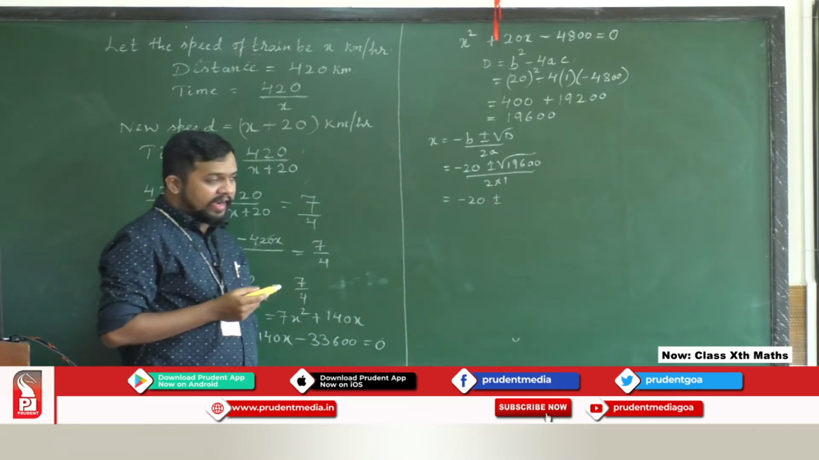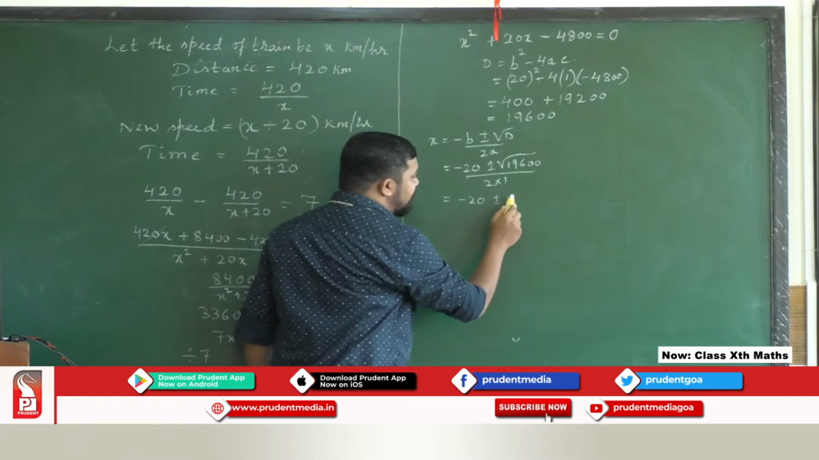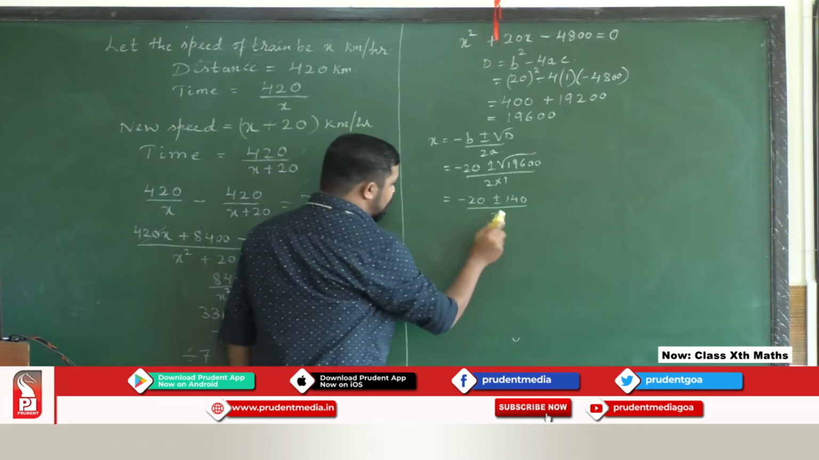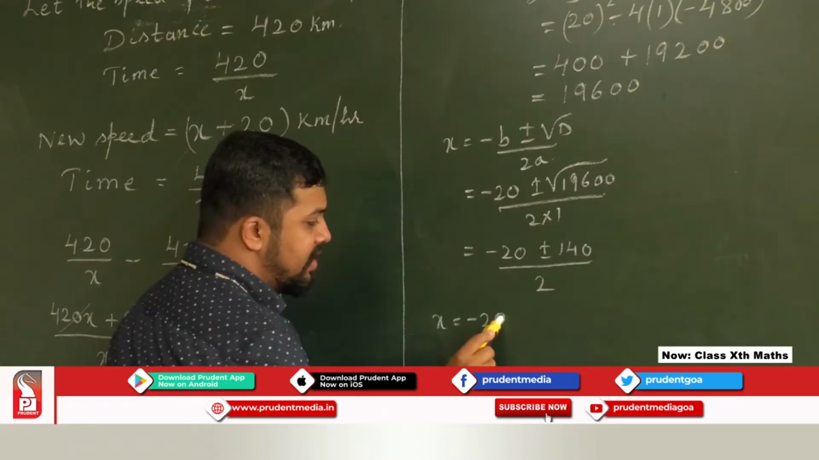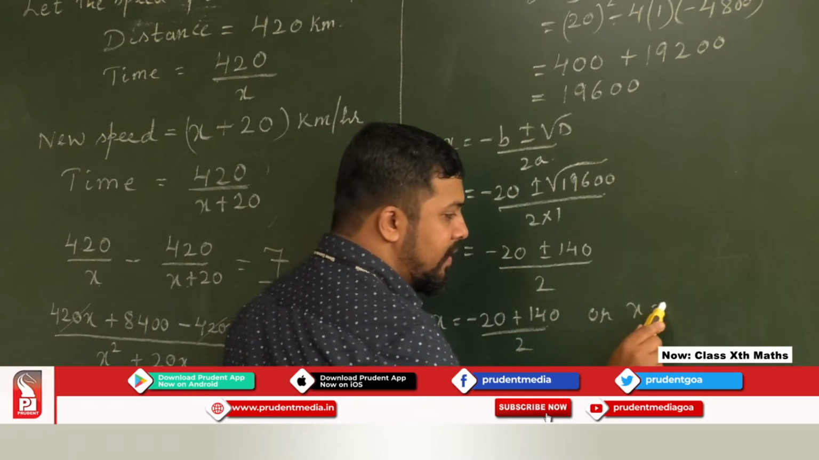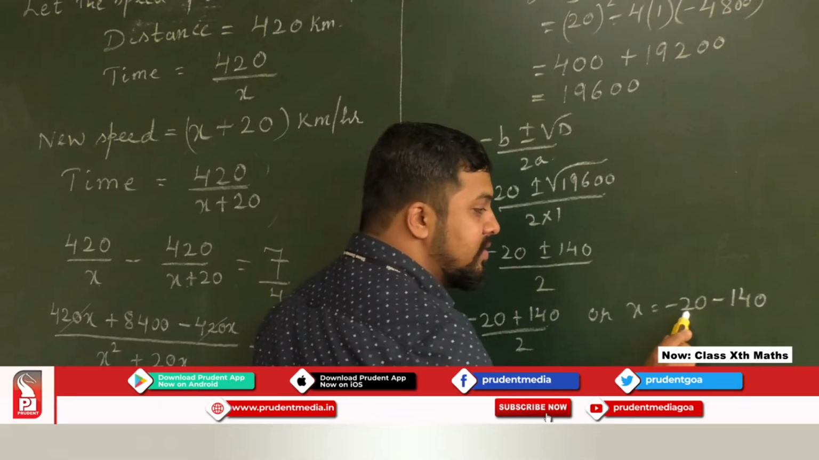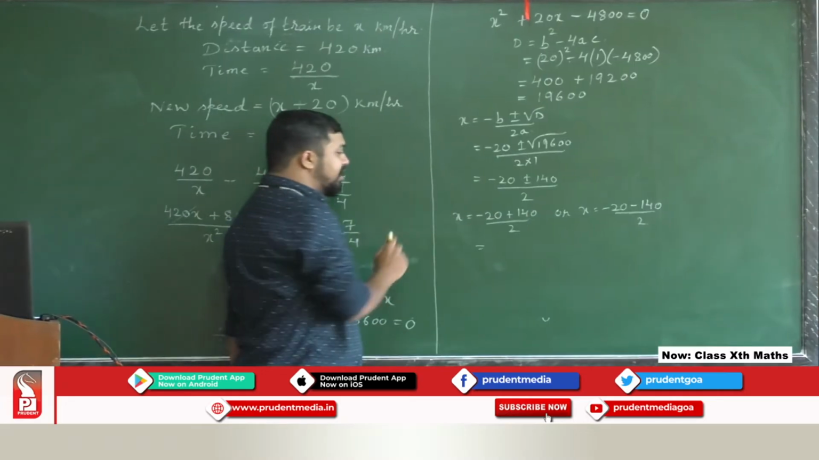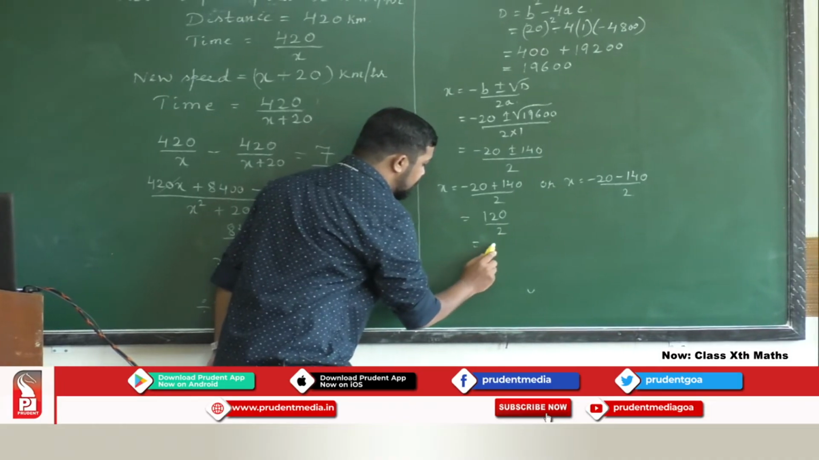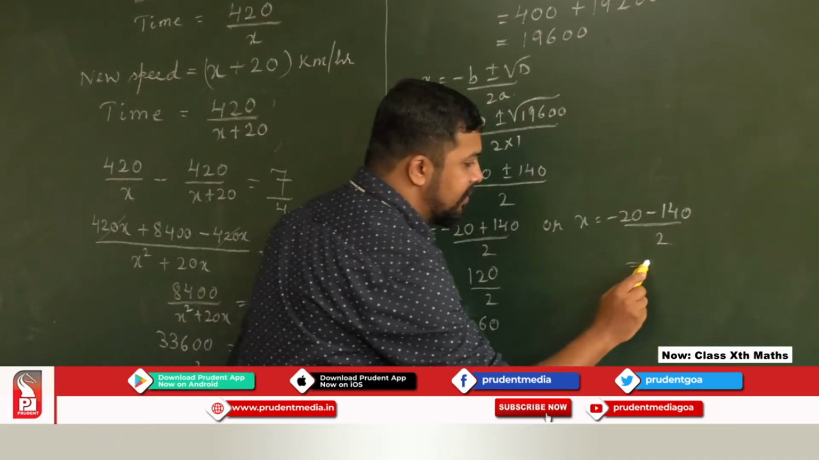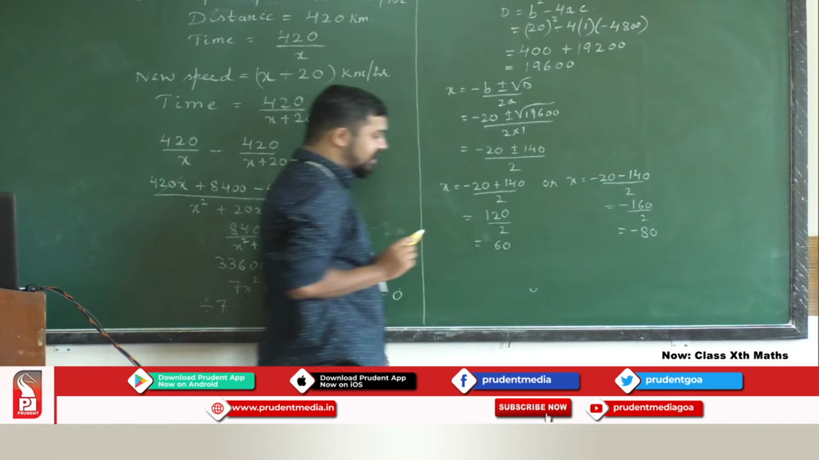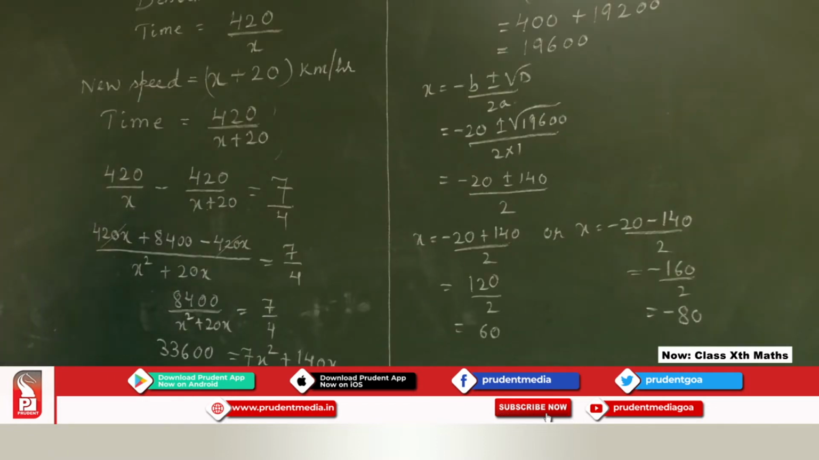Okay, so find the square root of 196. That is very easy, you know it is 14, and I put that 14. So x is equal to minus 20 plus 140 by 2, or minus 20 minus 140 by 2. So, this will give you 140 minus 20 is 120, which gives you 60. This will be minus 160, which gives you minus 80. So, you got one value positive, that is 60, and one value negative.